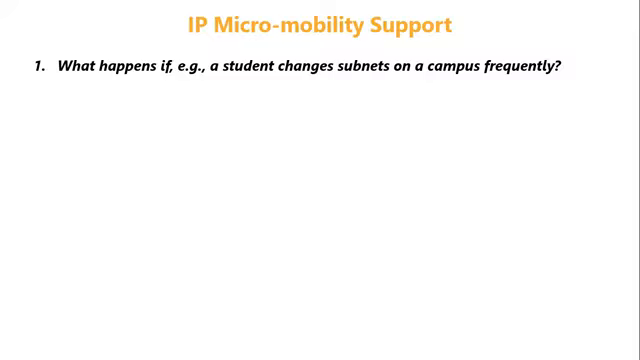One example is, assume a student changes subnets on the campus frequently. That is, he is not going out of the campus.